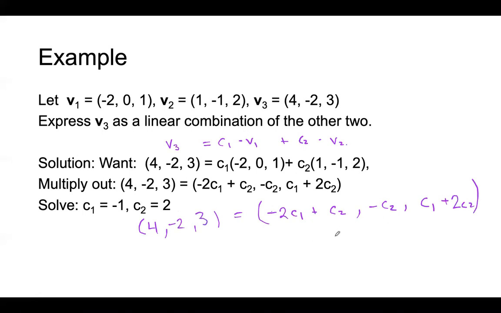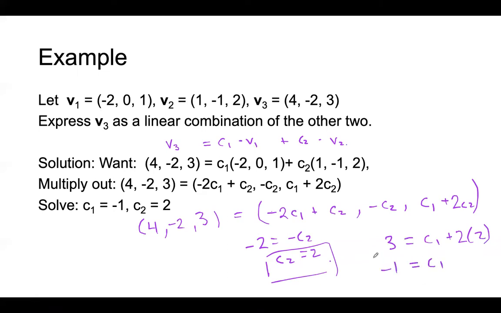And you see from the second one, -2 is equal to negative C2, so C2 is equal to 2. And then you can just substitute this into whichever one you wish. So let's say the third one, so 3 equals C1 plus 2 times 2, this is 4, so -1 equals C1. So we found our coefficients C1 and C2. So since V3 can be represented as a linear combination of the other two vectors, it is dependent on those.